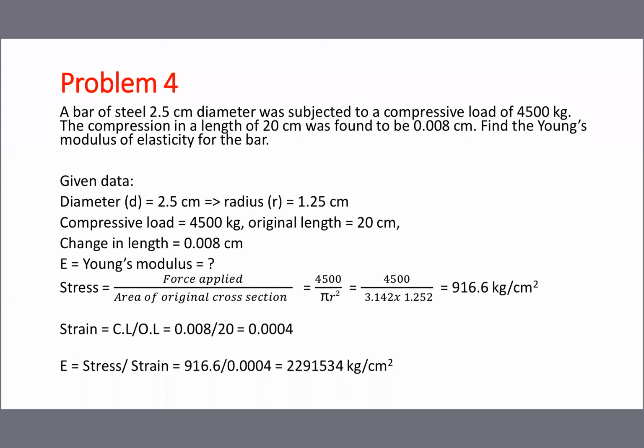So that 20 centimeter is the original length of the rod. Was found to be 0.008 centimeter means the data is change in length. Don't think that it is the final length. The change in length is L2 minus L1 after elongation. The elongation value, that is change in dimension value, 0.008. So carefully take: 20 centimeter is original length and 0.008 centimeter is change in length, not final length.